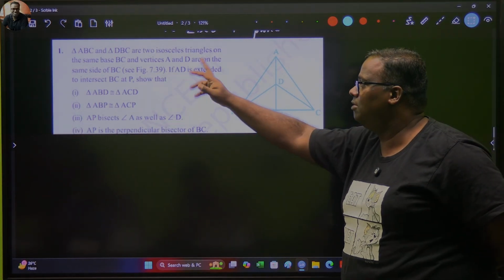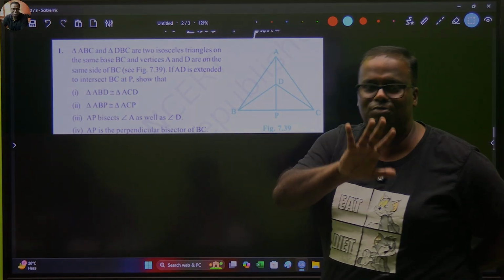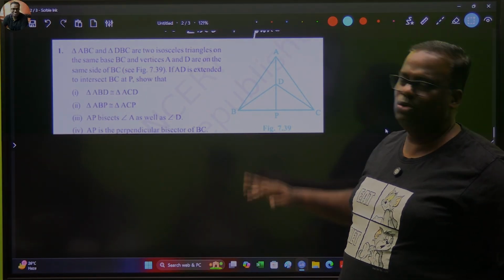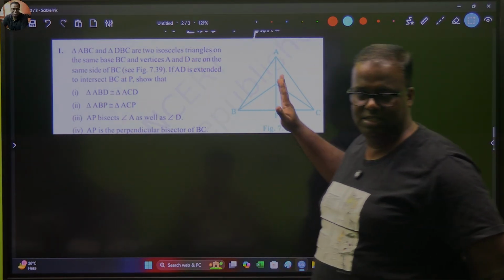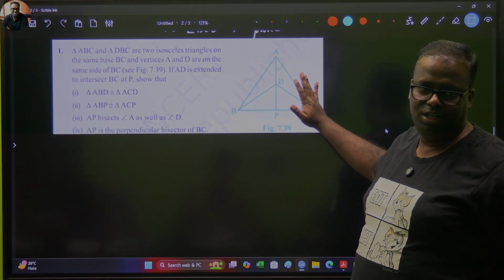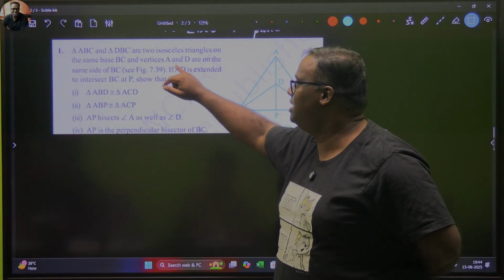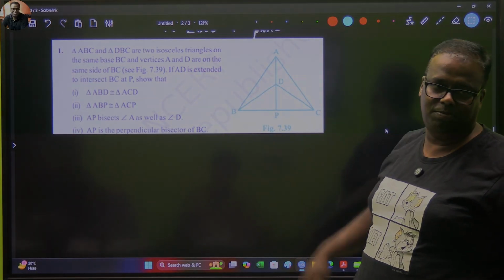Actually, with this problem, the diagram should not have been given to you. This thing does not make any sense when the diagram is given. If the diagram was not given, these lines help you construct the diagram.